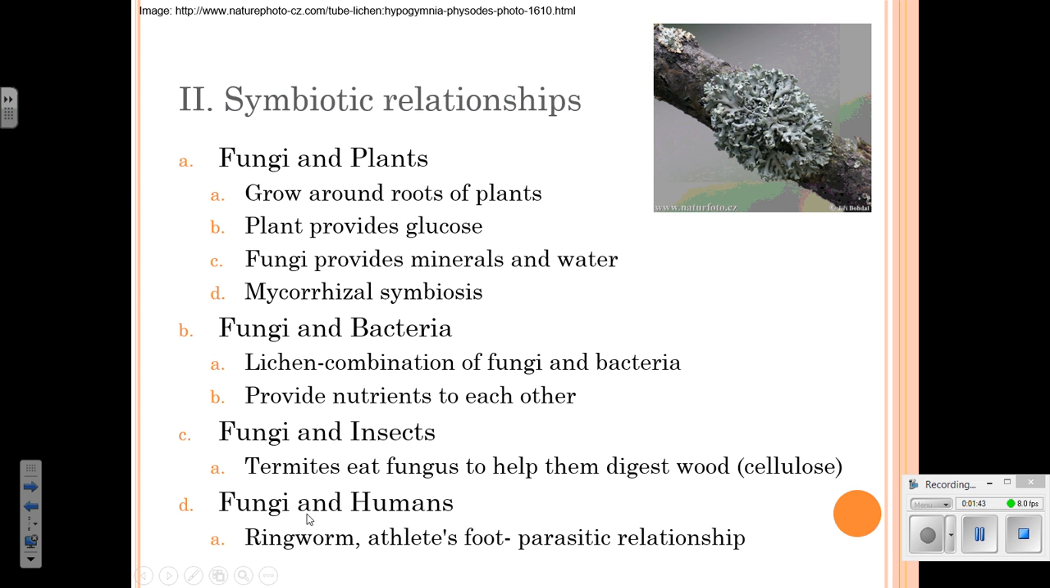And then another example here would be between fungi and humans. In the case of ringworm and athlete's foot, these are both parasitic relationships. So ringworm, the fungus kind of grows under the skin and feeds off of the nutrients from the human, and the same thing with the athlete's foot. So kind of that parasitic type.